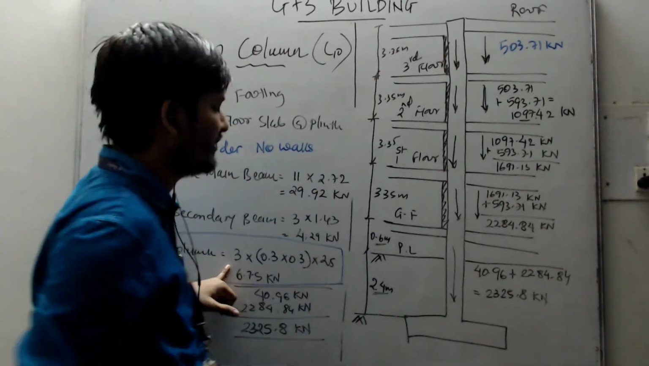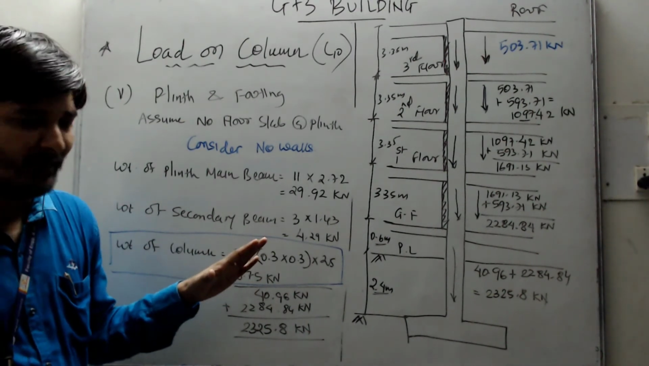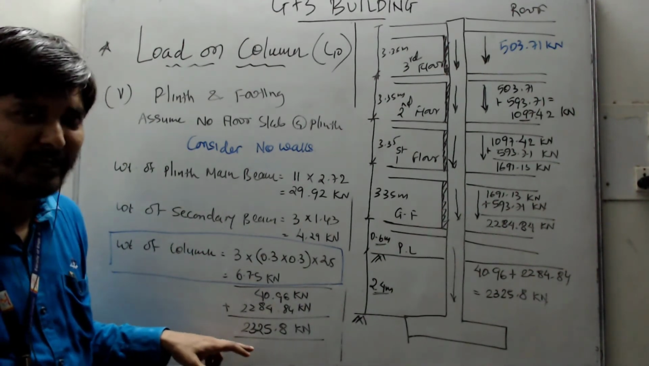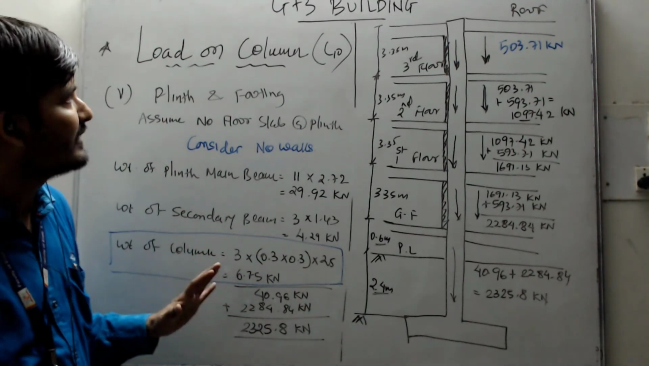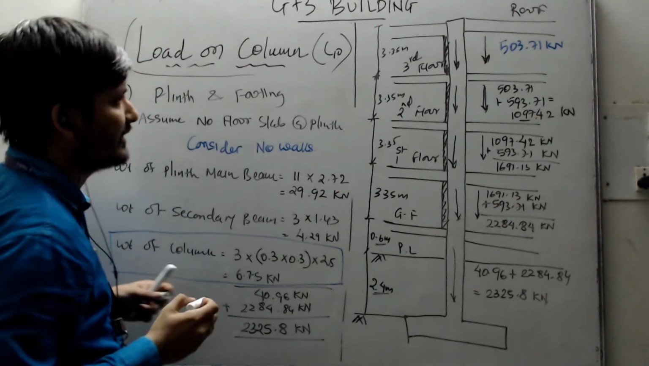If you want exact perfect answer, you can add this value at each and every floor, considering the height. All the other floors have height 3.35 meter, so multiply this by 3.35, size remains the same, right? So there will be some 20-30 kilonewton higher load you will be getting here. So this is the way to calculate the loads coming on column number C10.